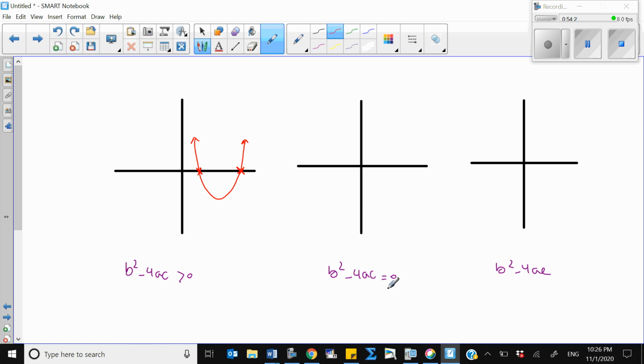If the discriminant is equal to 0, then the graph is going to be something like this. It's going to cross the x-axis at only one point, and that point is basically the vertex of this parabola.